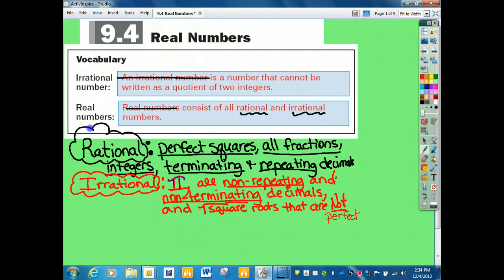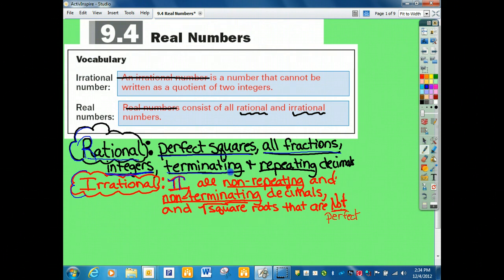Now, written down here, I have them separated for you. In order for a number to be rational, it has to be a perfect square. If it's a perfect square, it's rational. Now, on your homework today, I'm not going to make you write out rational and irrational. If you want, you can just use the capital R. So if it's a perfect square, yep, it's rational. If it is a fraction, automatically we know it's rational. All integers, that means whole numbers and their opposites.